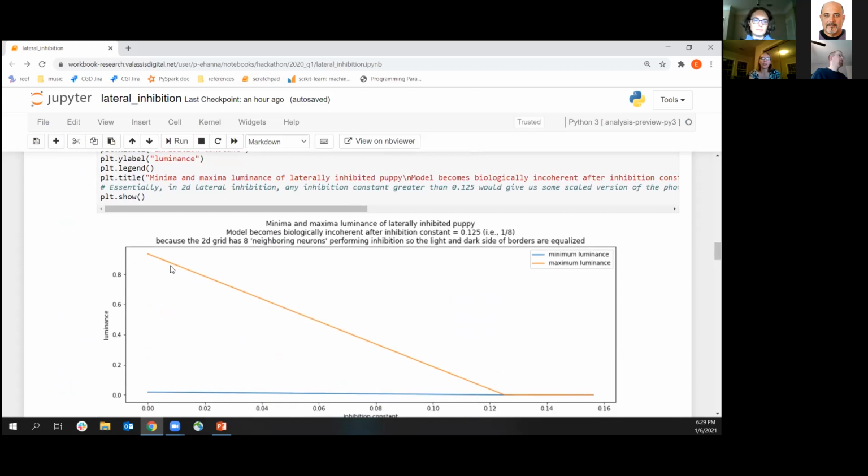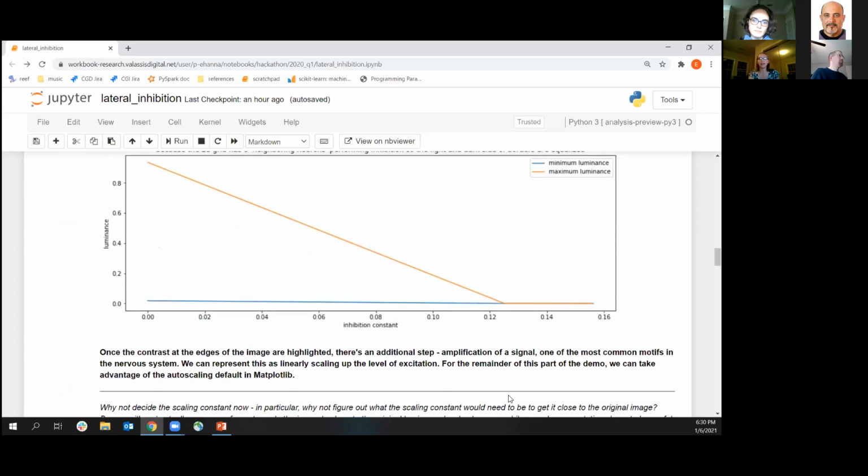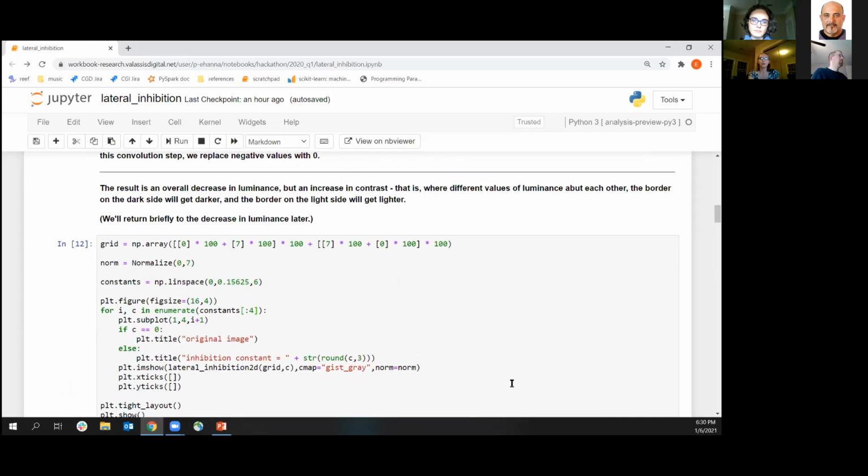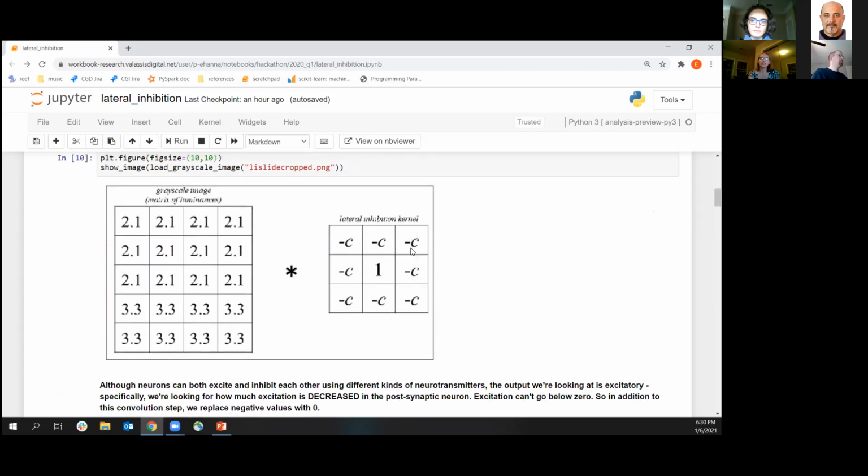When I ran it, I looked at the maximum and minimum luminances of a laterally inhibited version of an image at a higher and higher inhibition constant. And we got to all 0s when we get to 0.125. The reason behind that is that if you look back at this kernel, there's basically 8 squares adjacent to this middle square, the origin of the convolution, that are all getting this negative information.